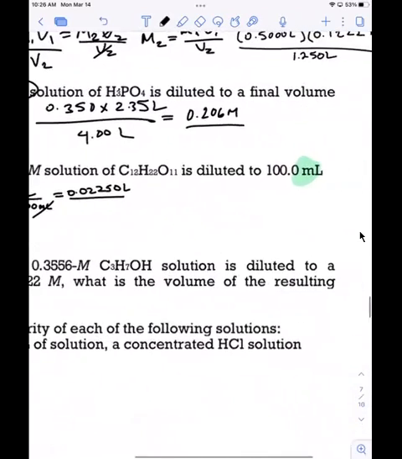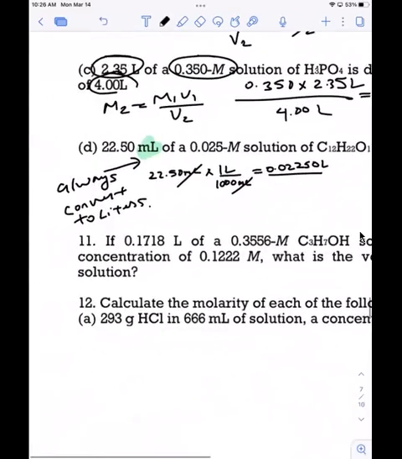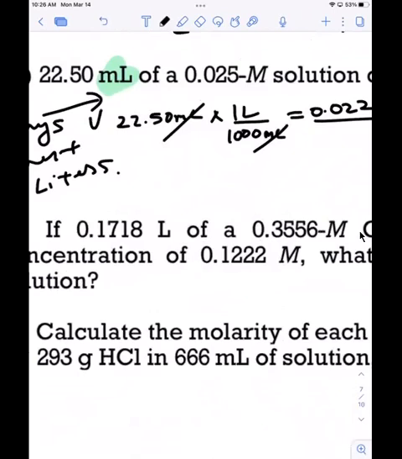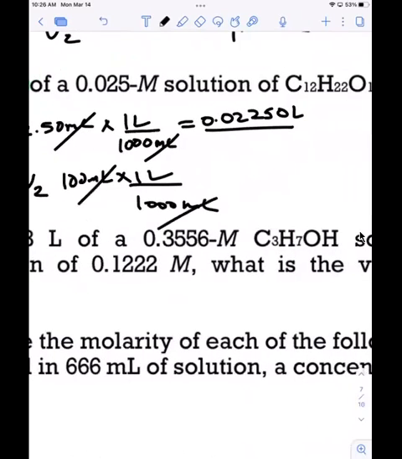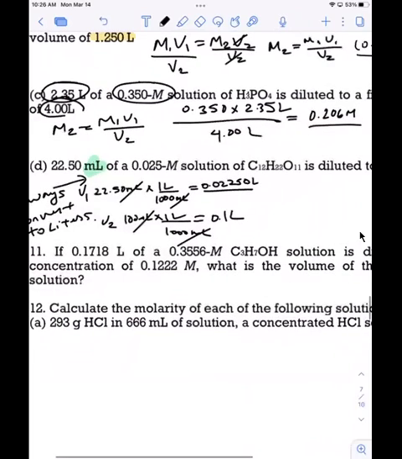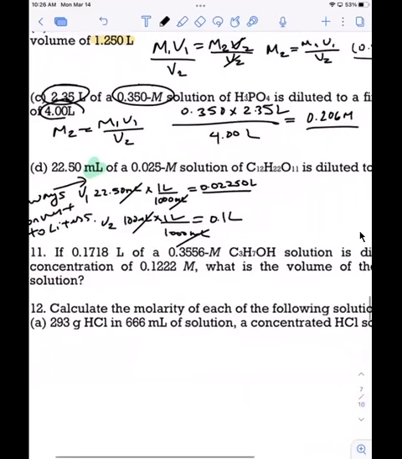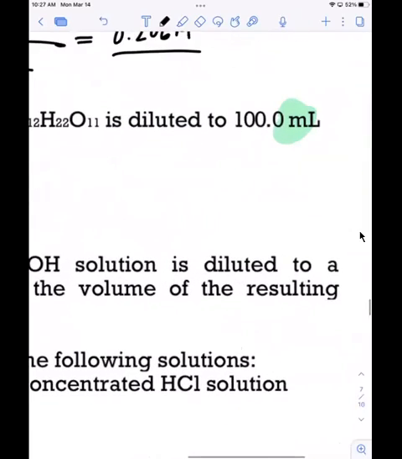Same thing with the V2. You got 100 milliliters, so you're going to convert that. This is V1. This is V2. 100 milliliters times 1 liter over 1,000 milliliters. Milliliters cancel, and you'll get 0.1 liters. Following? Everybody following that? You have to convert your volumes into liters because the molarity is in moles per liter. And you're given that. So now it's just a matter of setting it up.